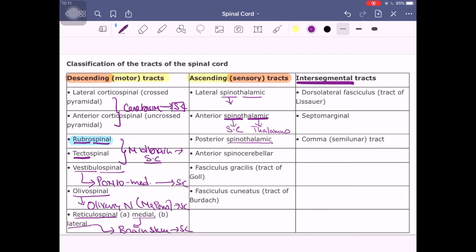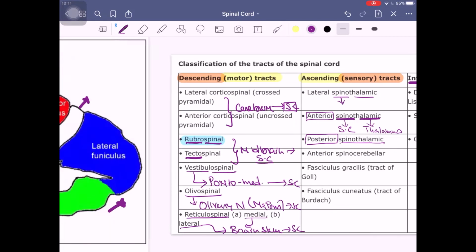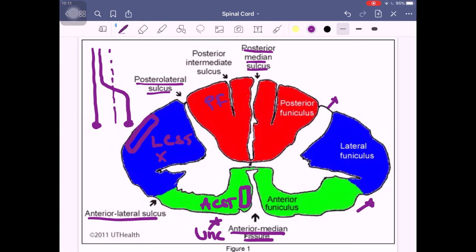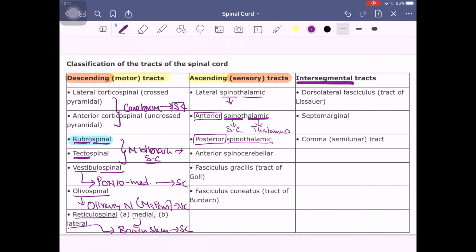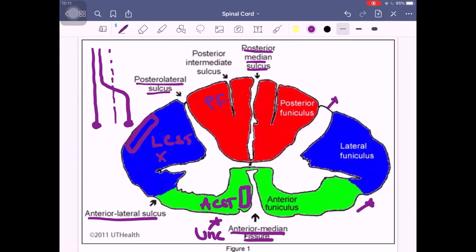Here again, one more: you've got the spinothalamic. Here also you've got one starting in the anterior funiculus, the other starting in the posterior funiculus. If you want to put this on this side, one is your anterior, the other is your posterior. Anterior lateral also it is called. So one will be present here, something like this.